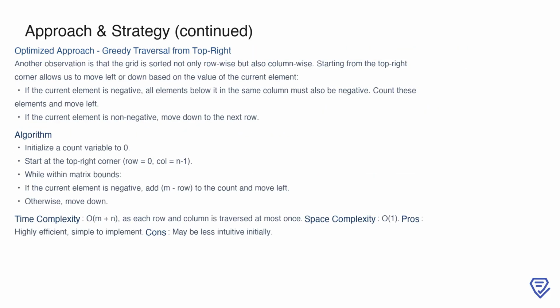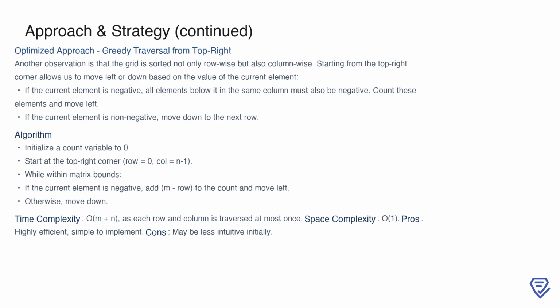Another highly efficient method is the greedy traversal approach, which exploits the fact that the grid is sorted both row-wise and column-wise. By starting at the top right corner of the matrix, we can make decisions to either move left or down based on the value of the current element. If the current element is negative, we know that all elements below it in the same column are also negative, so we add those to the count and move left. If the current element is non-negative, we move down to the next row.